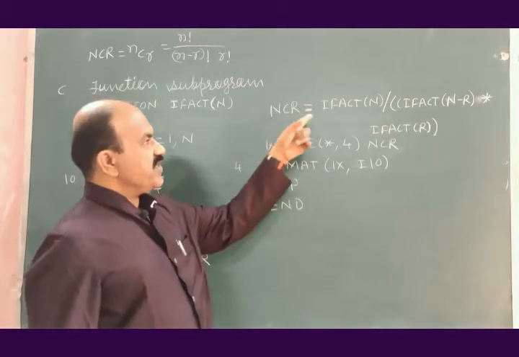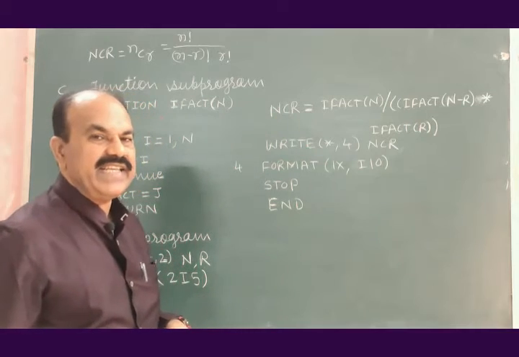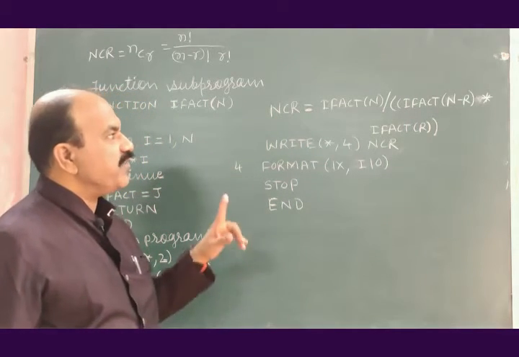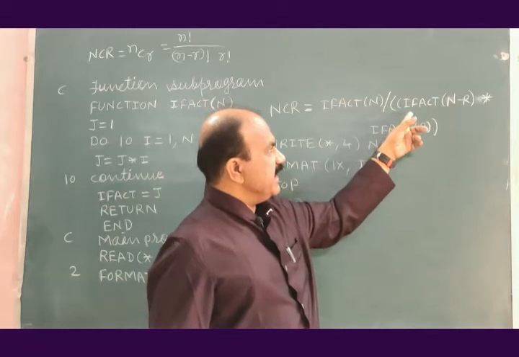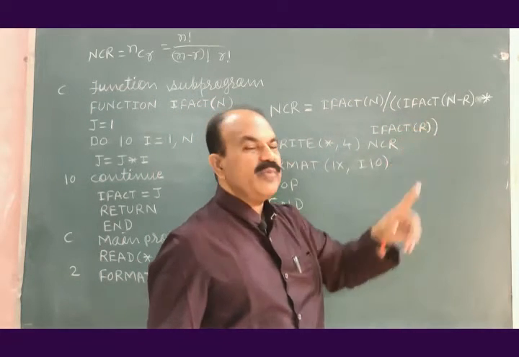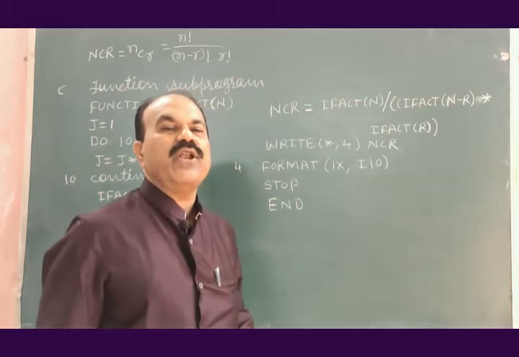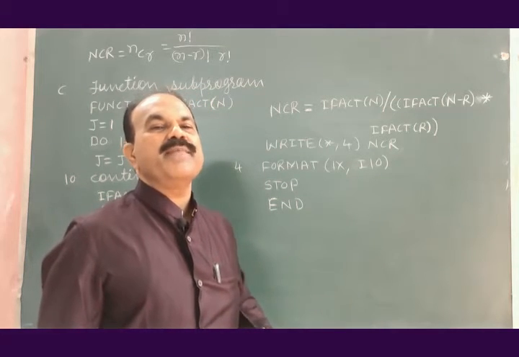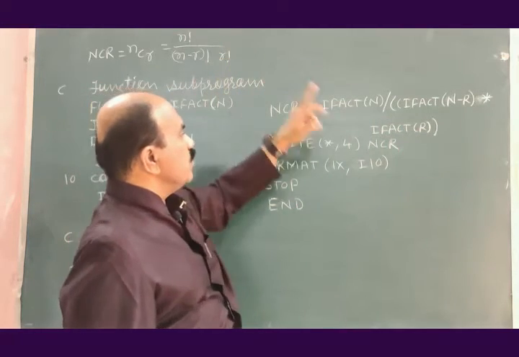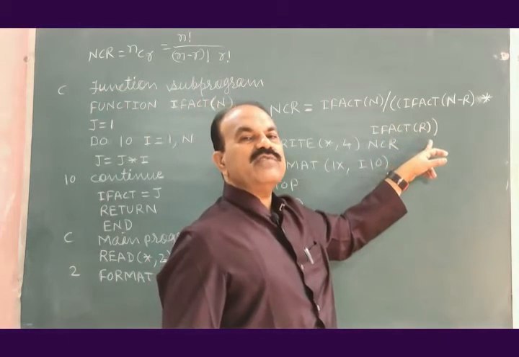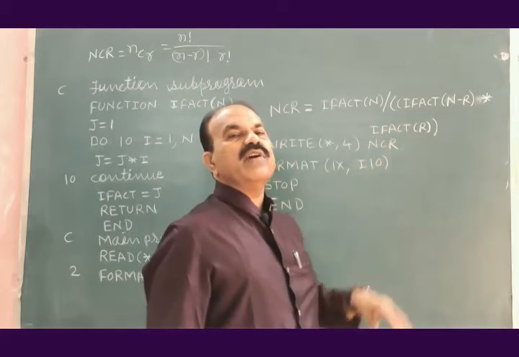Then NCR is equal to I fact n. I fact n is the factorial of n, divided by double bracket. In the first bracket, I fact of n minus r, that is the factorial of n minus r, that is, n minus r factorial, into I fact of r, that is the factorial of r.